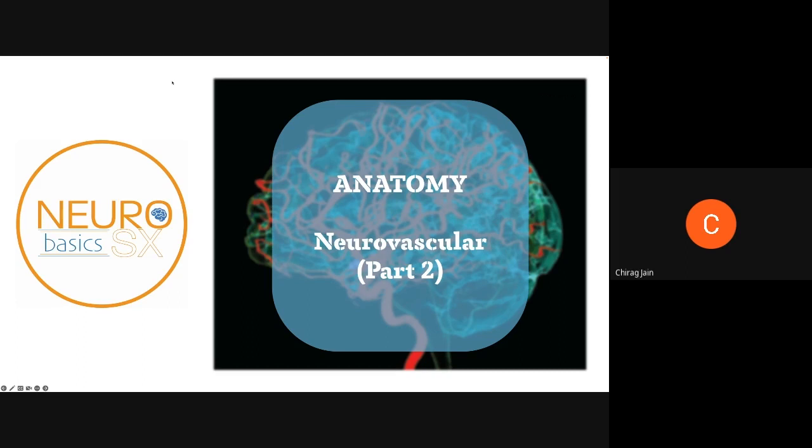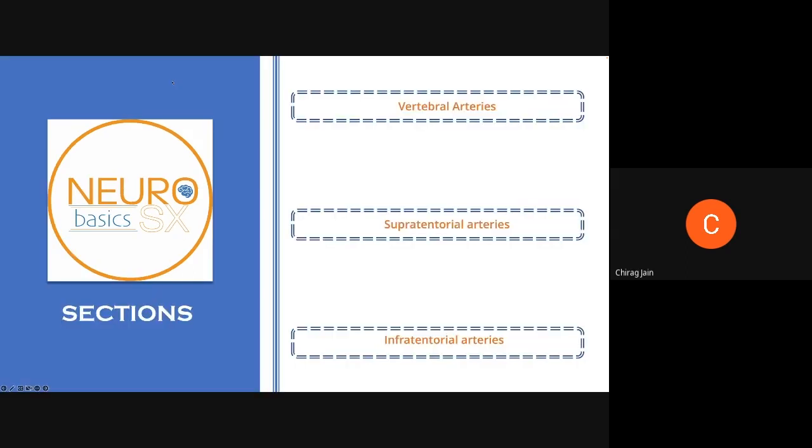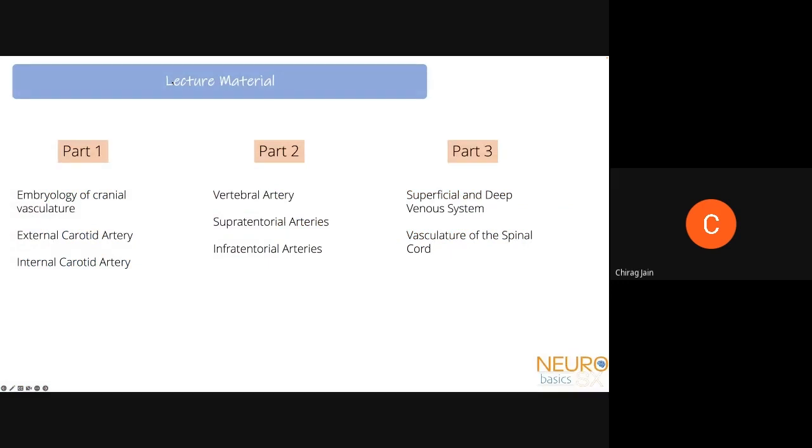Okay, so today's lecture is on neurovascular anatomy, and we'll be covering part two. As we had discussed previously, we have already discussed the embryology of cranial vasculature, the external and the internal carotid arteries. The discussion today was supposed to be about the vertebral artery, the supratentorial, and the infratentorial arteries.